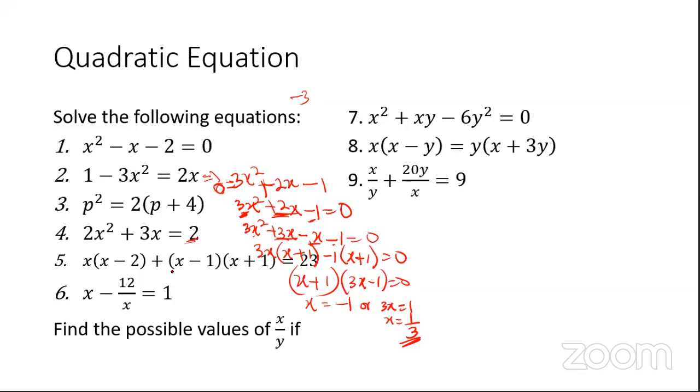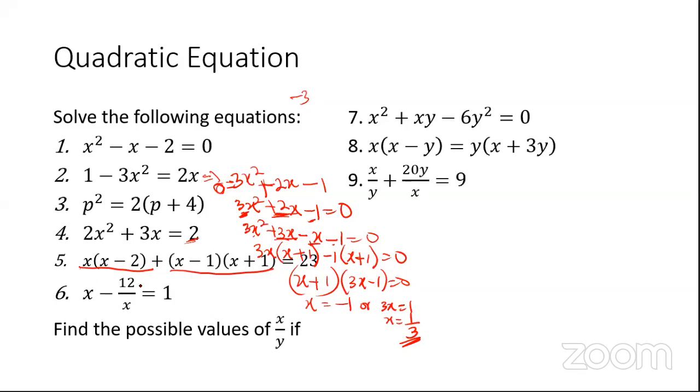Now look at number 5. I will also leave you to go and do that. What you just need to do in number 5 is to expand first. When you expand, you'll be able to see what you can do. So just expand this. Use x to multiply this, then expand this, equals 23.